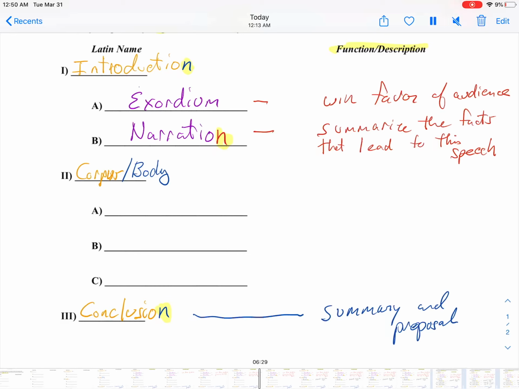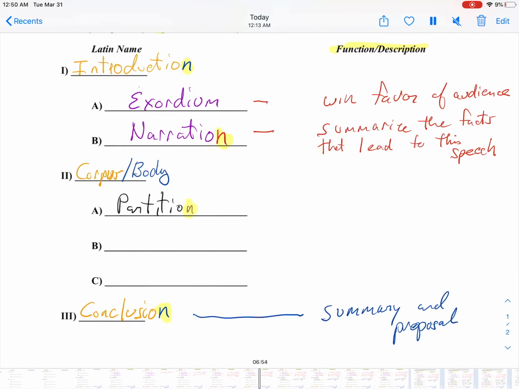You may note that before I get there, the narration is the narratio. Just add an N, you get the English word narration. But let's talk about the body. The first part is called the partitio. Add the N to the end, you get partition.